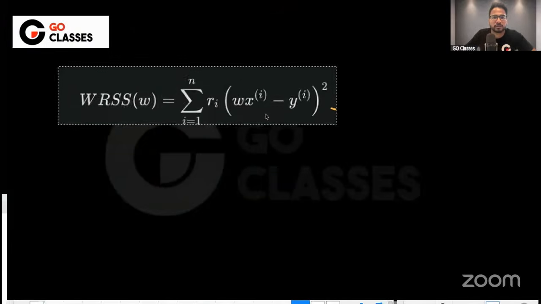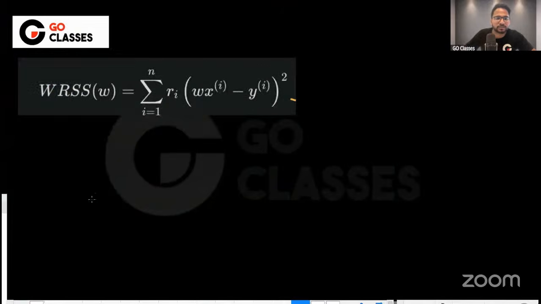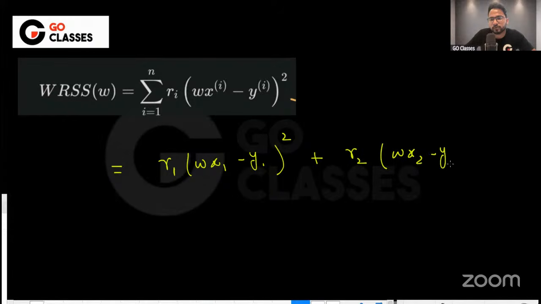So here, let me write it like this first. Let me open it for you. Okay, this will be r1 (wx1 minus y1) whole square, plus r2 (wx2 minus y2) whole square, and so on, right?